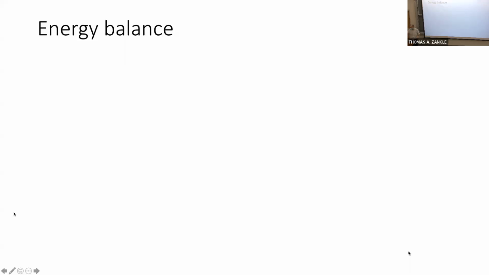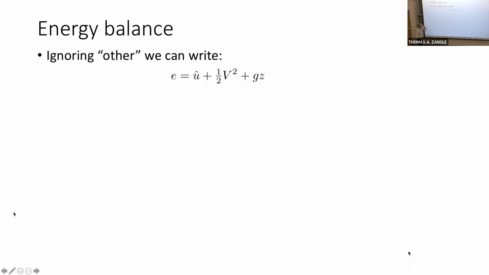So ignoring those other terms, we can rewrite this little e, the energy of the fluid per unit mass, as the internal energy of the fluid, which we're going to write as u hat in this class, plus 1/2 v squared. That's the kinetic energy of the fluid per unit mass. 1/2 mv squared: if we had a baseball traveling across the room, we say that the kinetic energy of the baseball is 1/2 mv squared, where m is the mass of the baseball and v is the velocity at which it's moving. So the energy per mass would be 1/2 v squared.